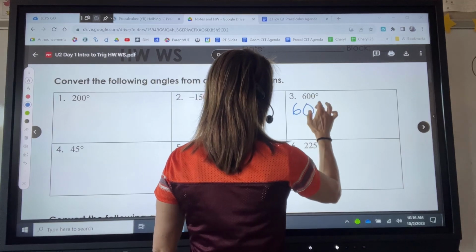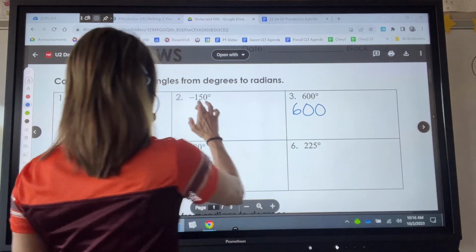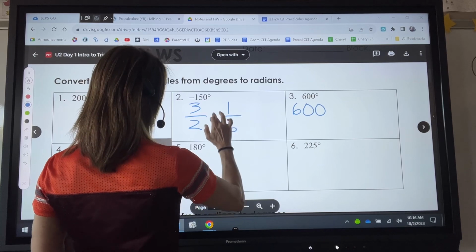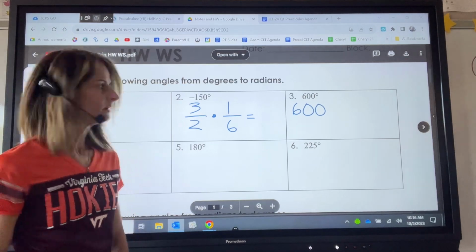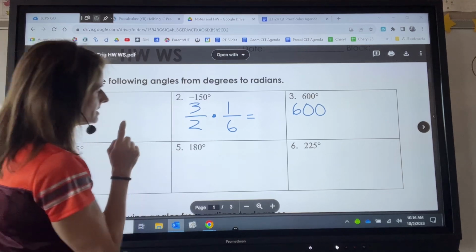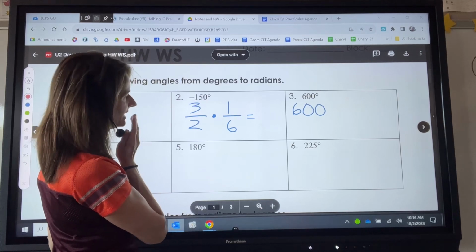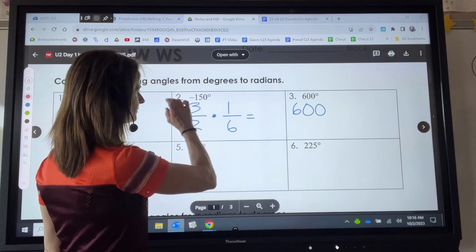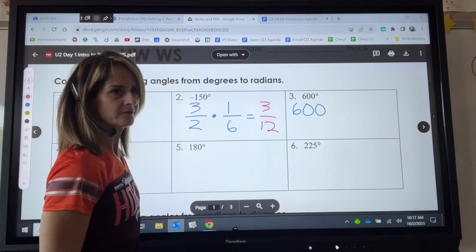Actually, before we start this, I had a really basic example of how to multiply fractions. If we have 3/2 times 1/6, I'm using really easy, basic numbers because I want you to see what's happening here. When we are multiplying two fractions, you can multiply straight across right away. These are nice, easy numbers. 3 times 1 is 3, 2 times 6 is 12, and then you can simplify the fraction.